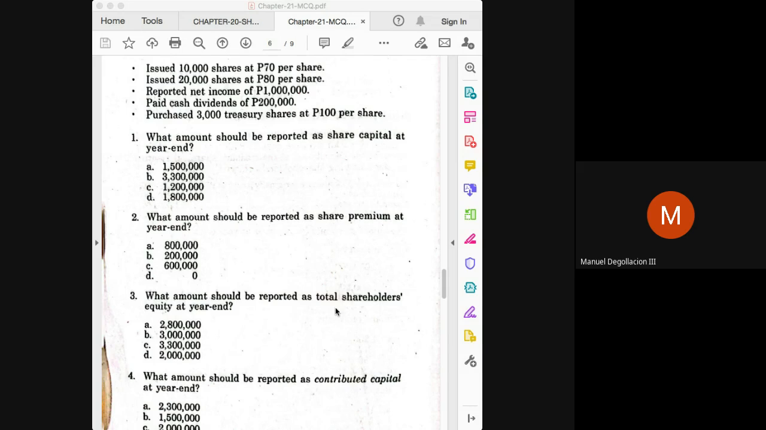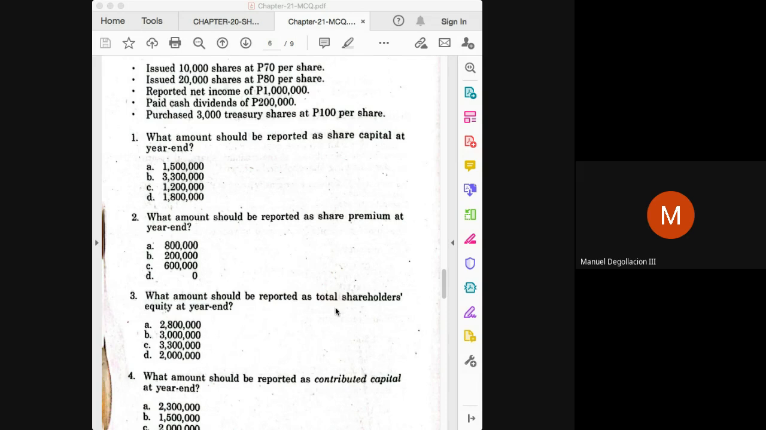Sorry, 1,500,000 plus 800,000 plus 800,000. That will give you 3,100,000. Okay, but that is not our answer, because please never forget your treasury shares.